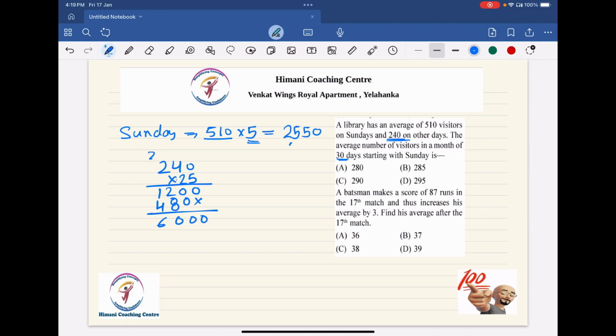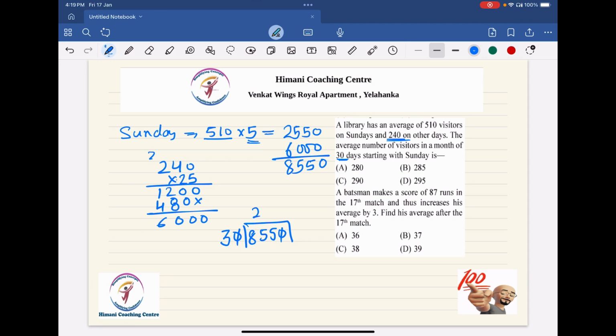So we get 6,000. So the total number of visitors who visited on 30 days, we will have to add 2,550 and 6,000. Okay, so we get 8,550. Now we have to find the average. So let us divide it by 30. If you divide, actually, you can just cut the zeros directly.